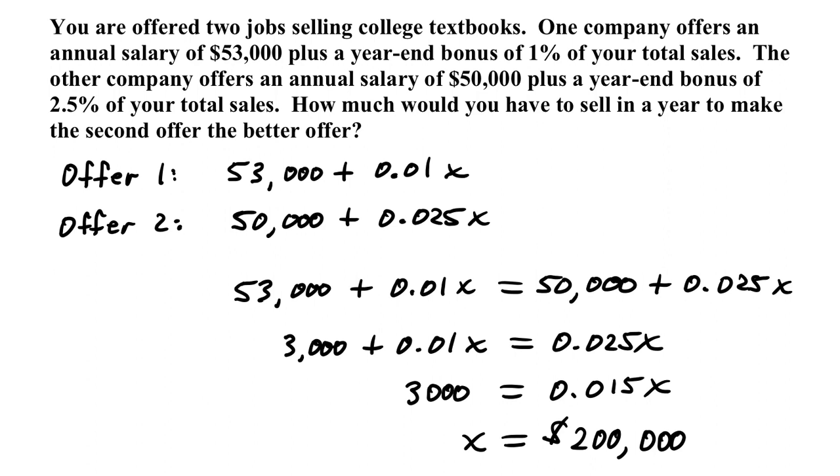So let's see. Offer one, $53,000 salary, 1% on sales. The other company, $50,000 salary, 2.5% sales. Be careful to convert your percents to decimals by dividing by 100. Take your number, divide it by 100, or just scoot your decimal place left 2 spots. I'm going to go ahead and set these equal to one another, and see what the total sales would have to be for each offer to be equal.